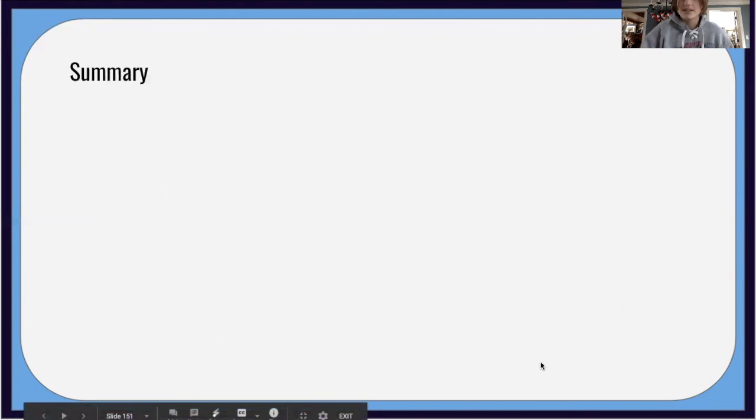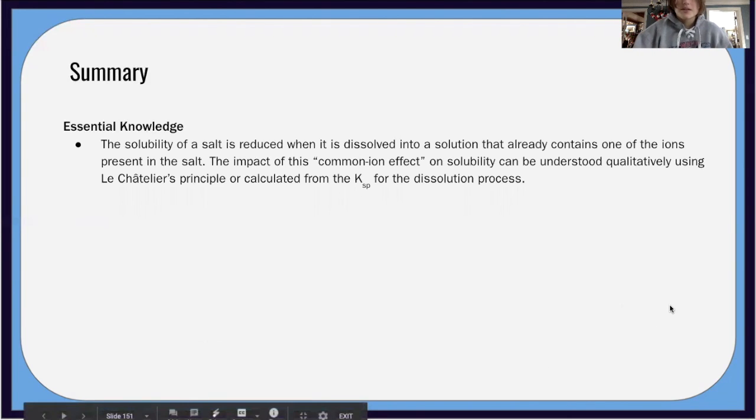Let's go over a summary of what we learned and what is important we should know. The solubility of a salt is reduced when it is dissolved into a solution that already contains one of the ions present in the salt. The impact of this common ion effect on solubility can be understood qualitatively using Le Chatelier's principle or calculated from the KSP, which is the solubility constant of the dissolution process.